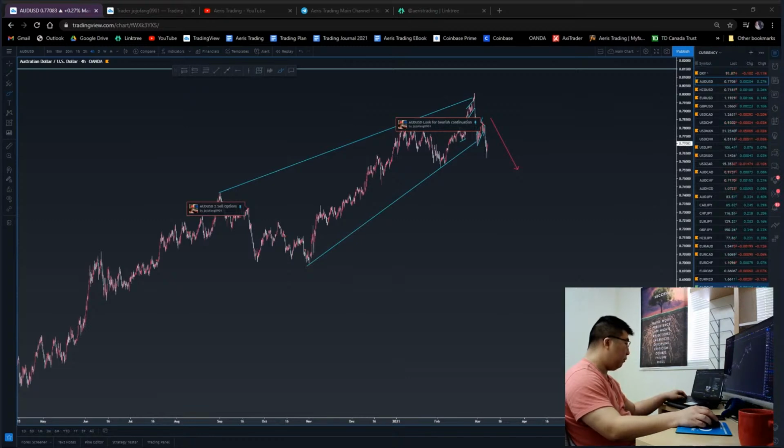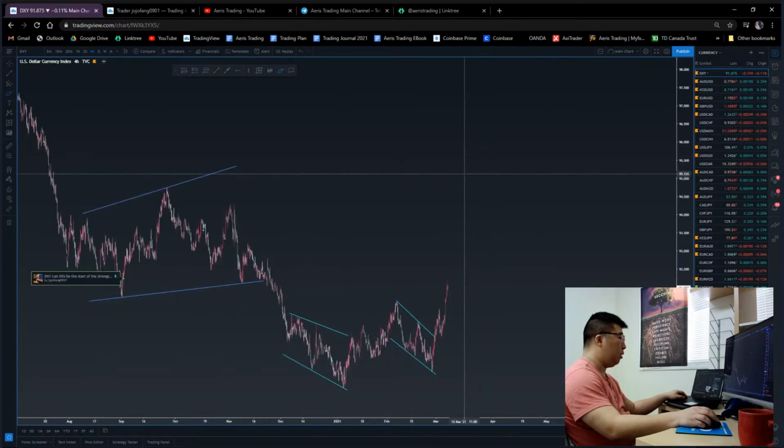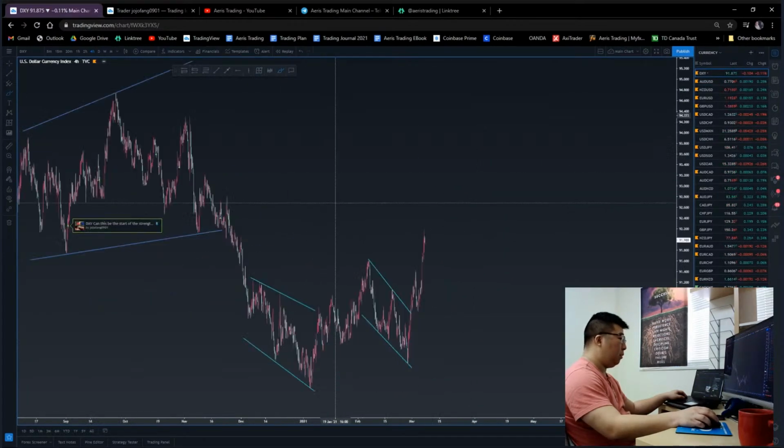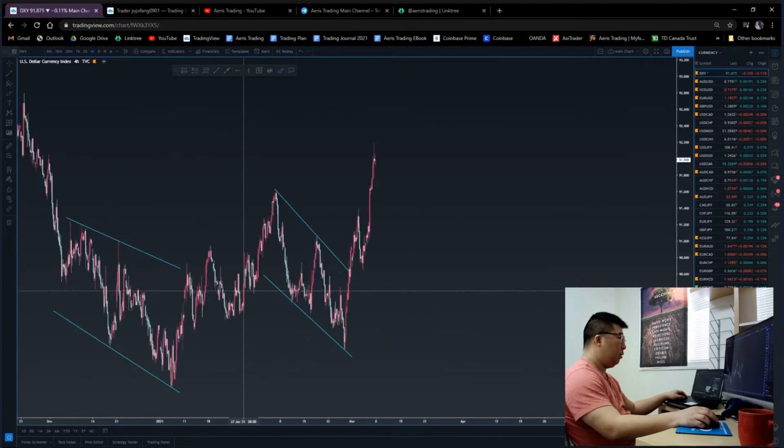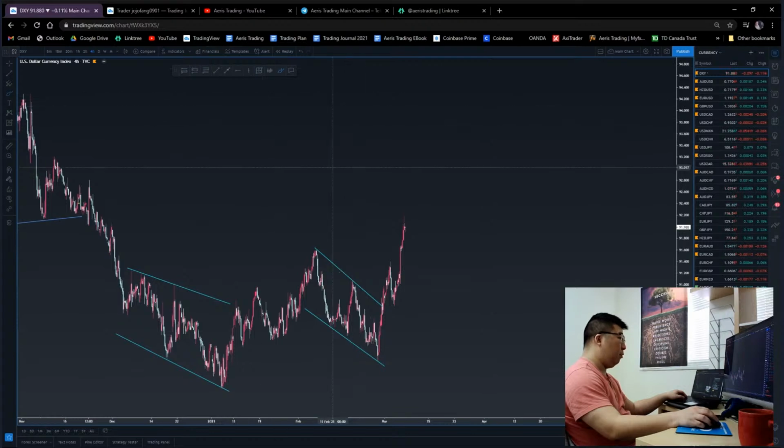Isn't DXY strictly fundamental? I mean, everyone trades differently, my friend. So maybe some people see it fundamentally, some people see it technically, right? There's nothing wrong with either. It's all about your plan. It's all about your trading plan, right? How you take entries. No one is right or wrong when it comes to trading.